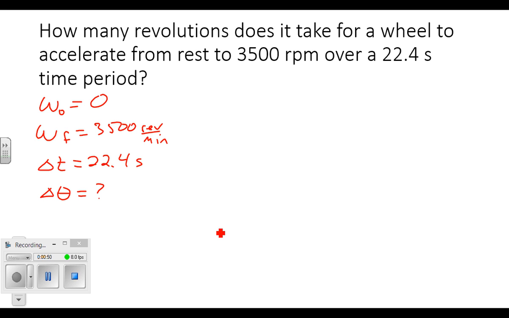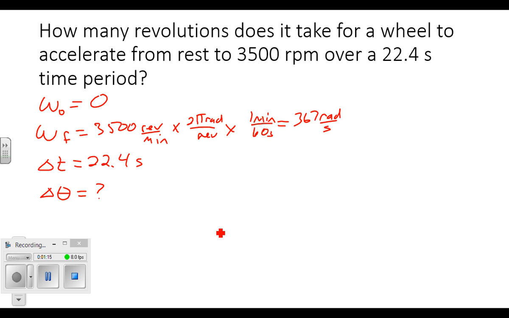I recognize right away I need to do the conversion of this, so that will be 2 pi radians per revolution, and 1 minute over 60 seconds. And that works out to be, I would take some time and do it myself, I get 367 radians per second.